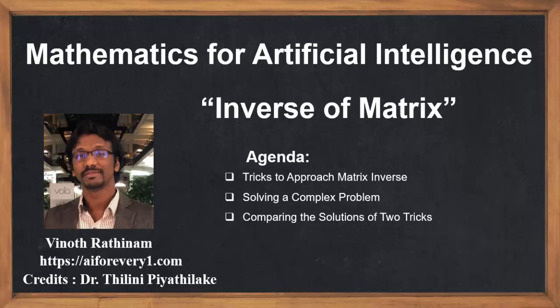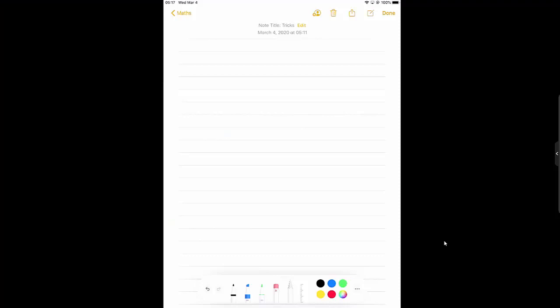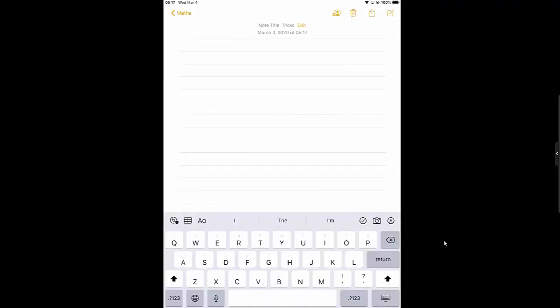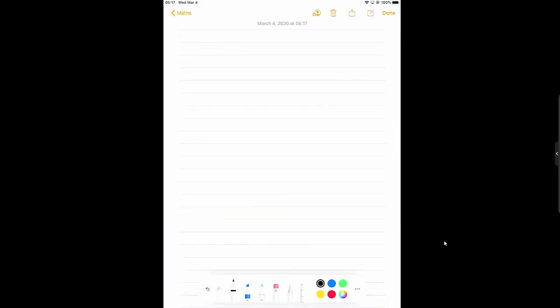In this particular video, we are going to discuss the tricks to solve the inverse of a matrix. Since this is the toughest topic in the whole of matrices, I just want to teach some tricks on how to approach this problem. So whenever we get any matrix, it is going to be a 3 cross 3 matrix or 2 cross 2 matrix.